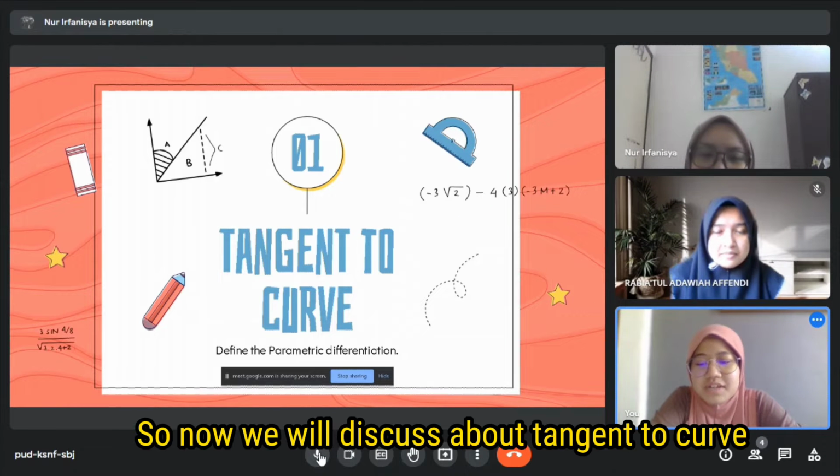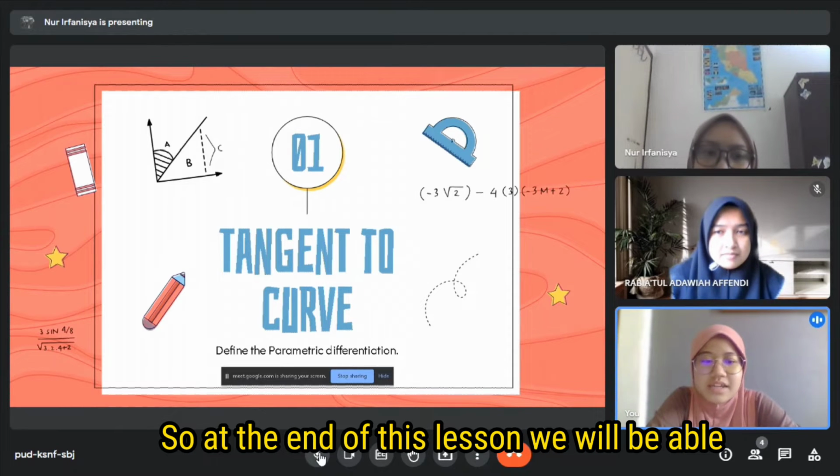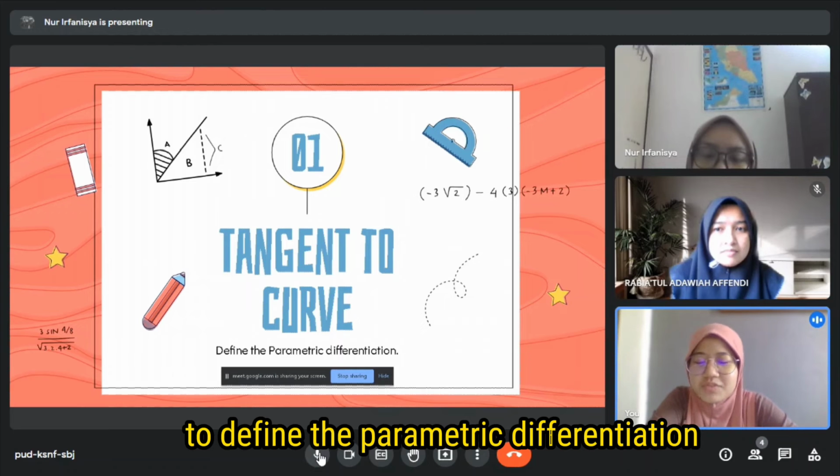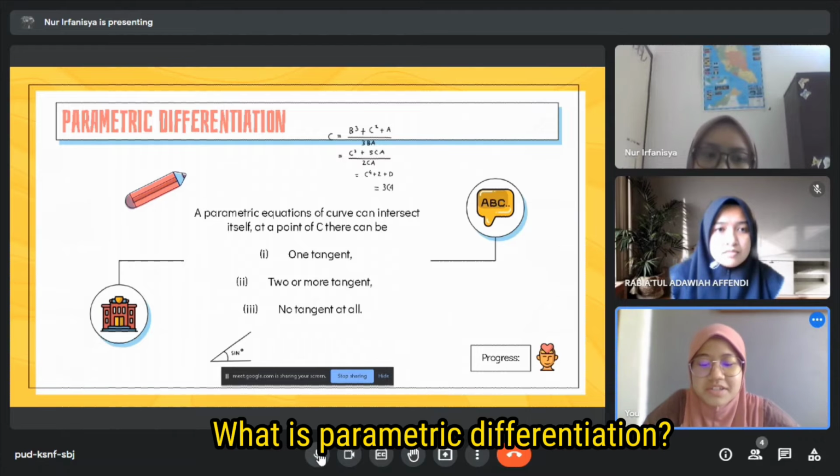Ramli. So now we will discuss tangent to curve of parametric equation. At the end of this lesson, we will be able to define parametric differentiation. Okay, next. What is parametric differentiation?